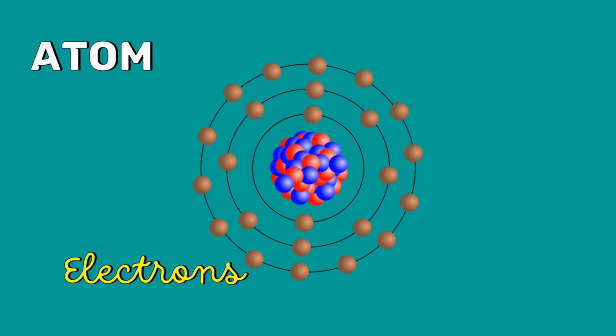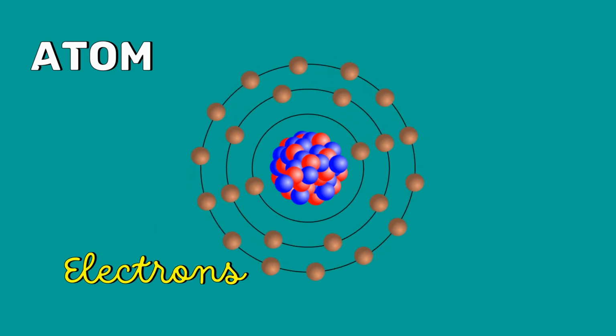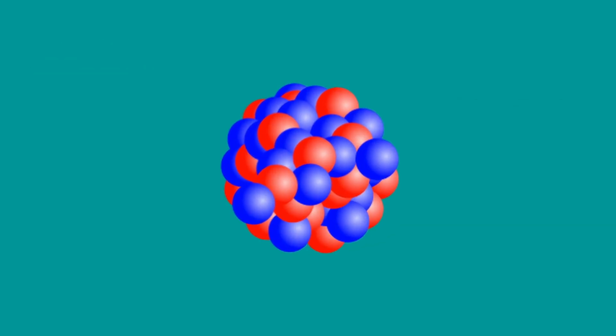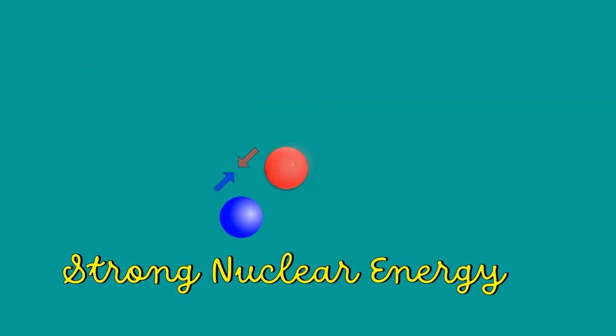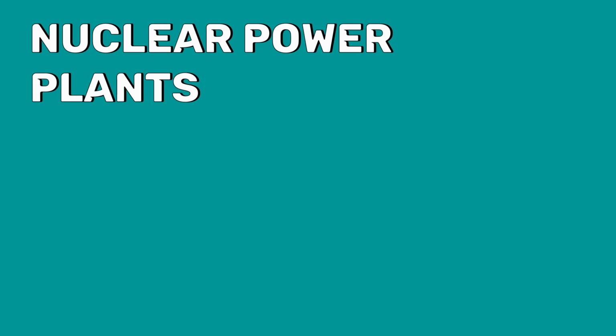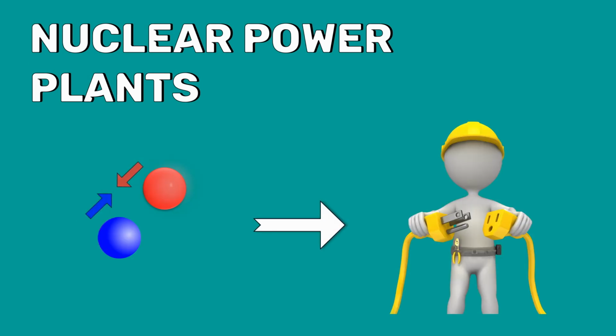Let's first see some basics of protons and neutrons because they play a major role in nuclear reactions. Every atom is composed of a nucleus, and one or more electrons orbit the nucleus. This nucleus is made of protons and neutrons. There is a strong nuclear energy between protons and neutrons that keeps them together inside the nucleus. In nuclear power plants, this strong nuclear energy is converted into electrical energy.